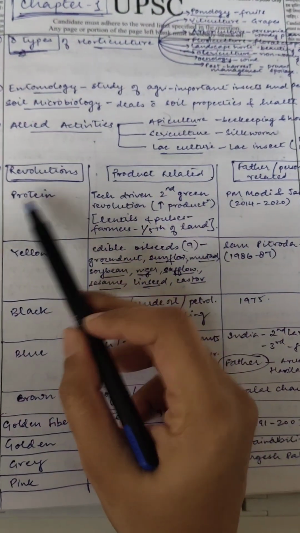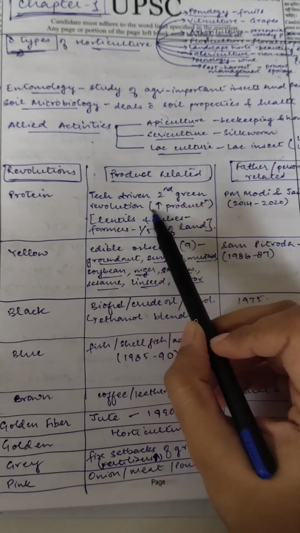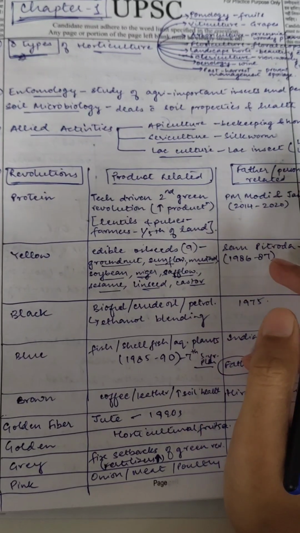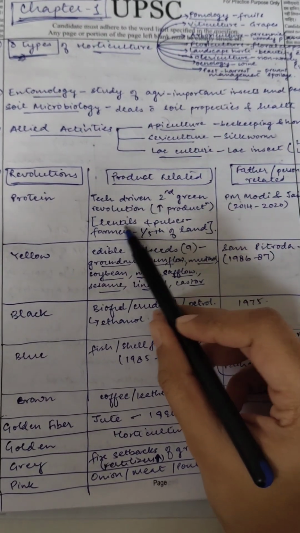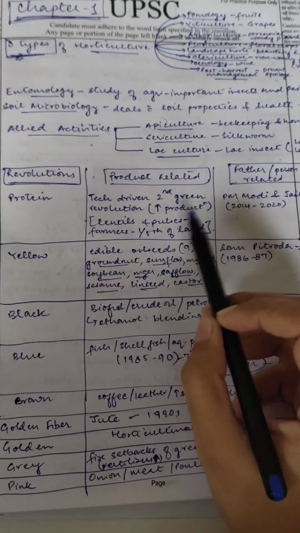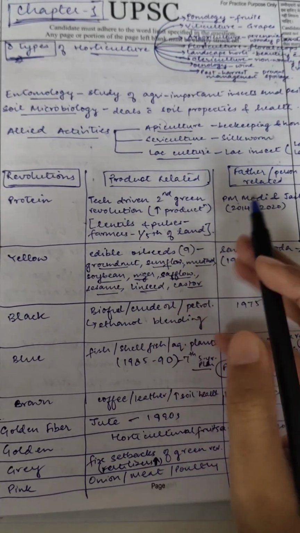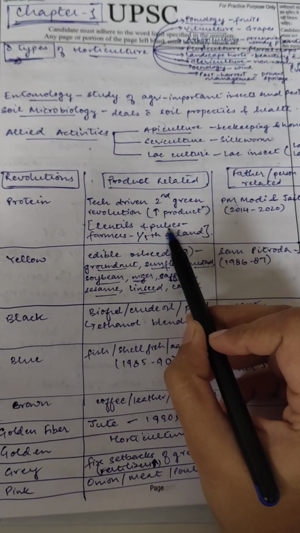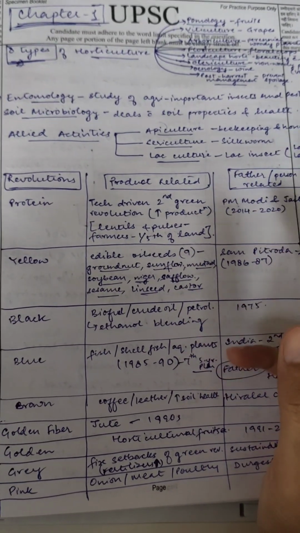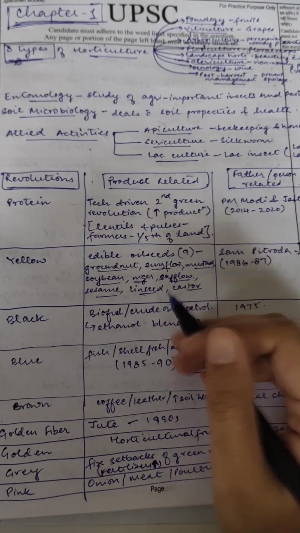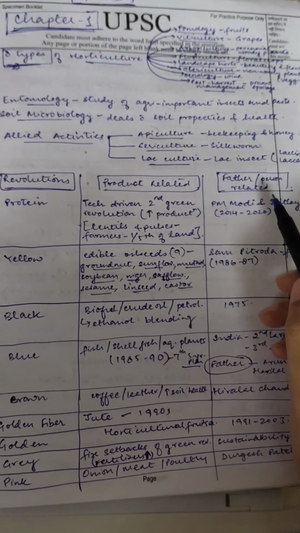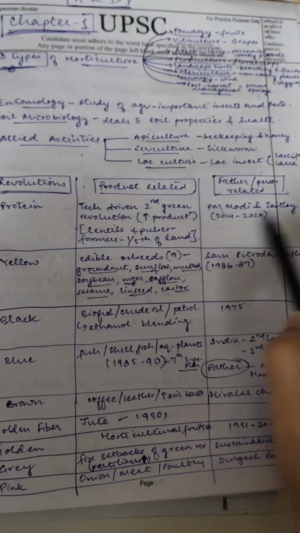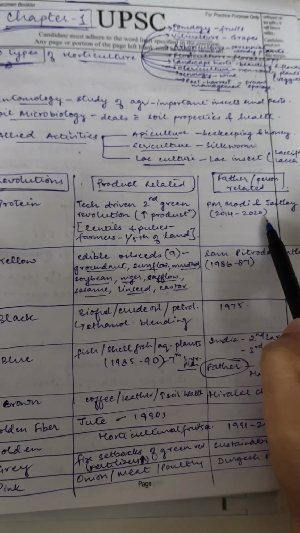The protein revolution is the second green revolution. It is tech driven in order to increase the production of crops, and it is focused on lentils and pulses. Farmers are told that one-fifth of their land should be cultivated with lentils and pulses, because they help in nitrogen fixation, which eventually increases soil fertility. It is related to PM Modi and Jaitley, and was started from 2014 to 2020.